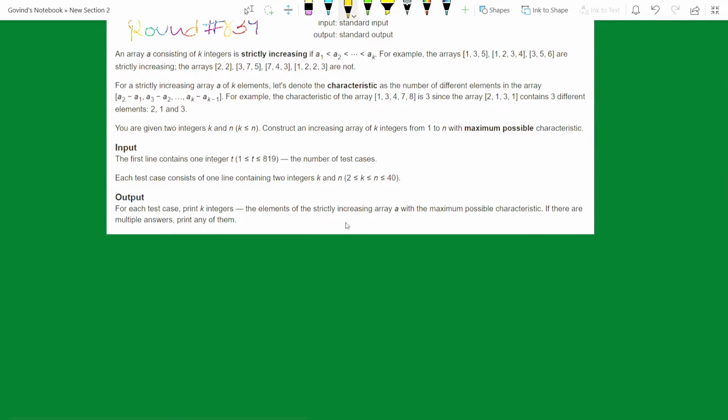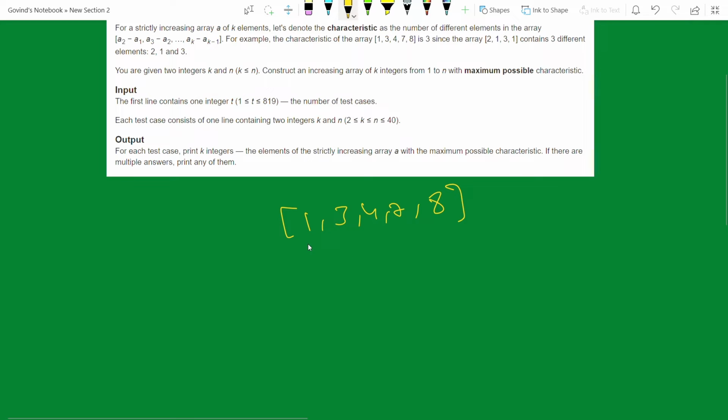If we have an array, let's take an array like 1 3 4 7 8. If this is the array, then what differences do we have here? The differences here will be 2, then 1, then 3, then 1. So these are all the differences in this array, and we can see the number of distinct differences. How many distinct elements are here? Like 1, 2 and 3. So there are three distinct elements. So this is the characteristic number.